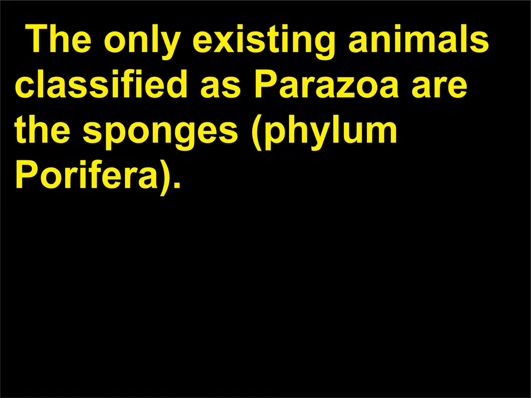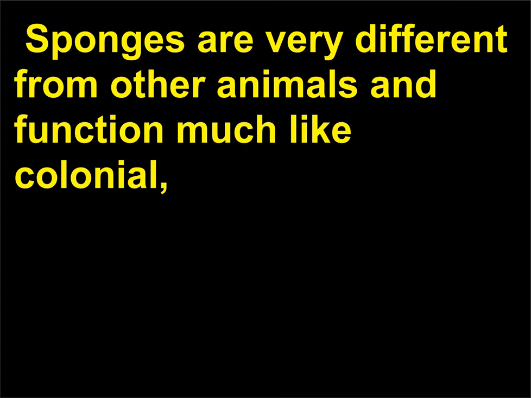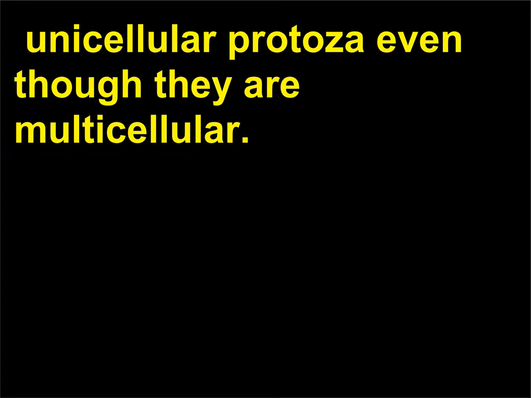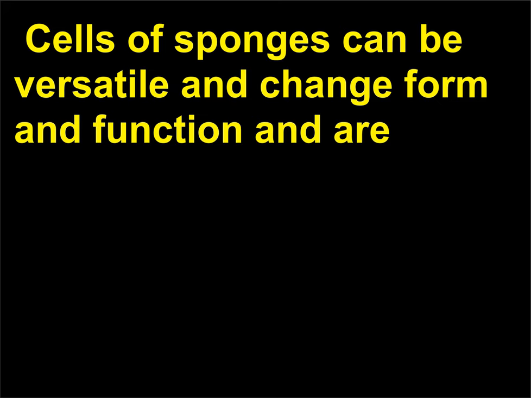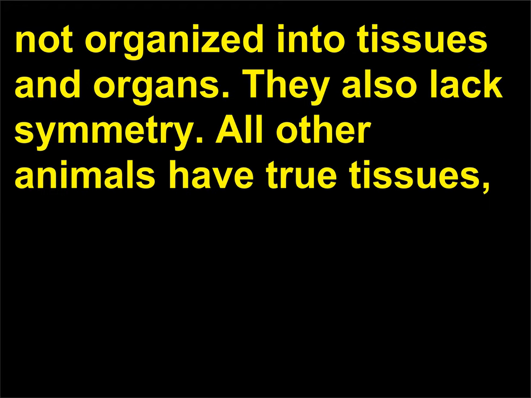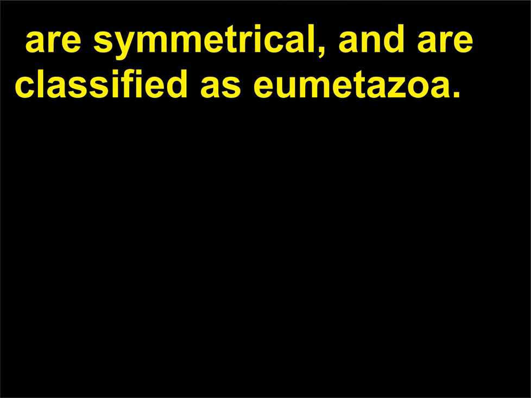The only existing animals classified as parazoa are the sponges, phylum Porifera. Sponges are very different from other animals and function much like colonial unicellular protozoa, even though they are multicellular. Cells of sponges can be versatile and change form and function and are not organized into tissues and organs. They also lack symmetry. All other animals have true tissues, are symmetrical, and are classified as eumetazoa.